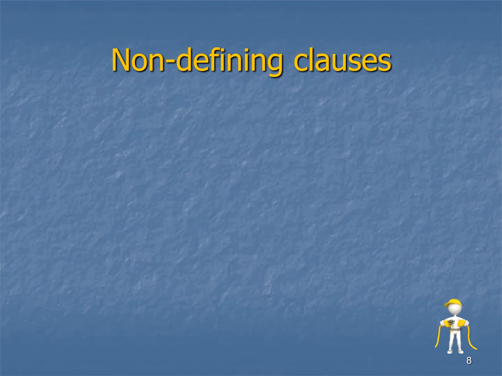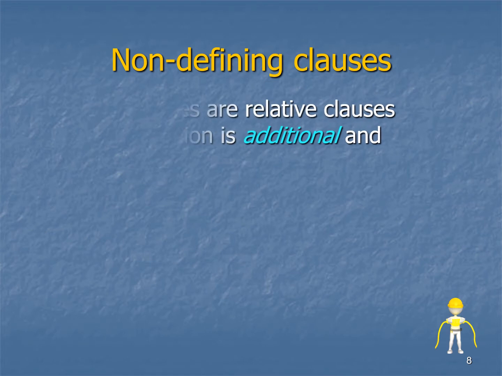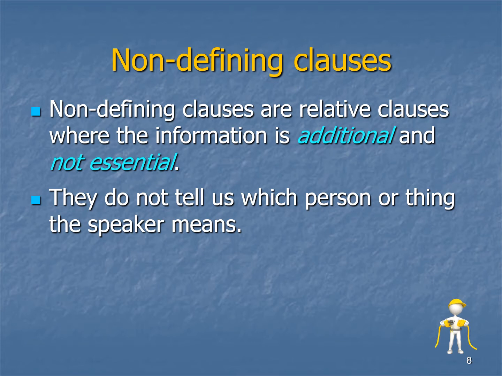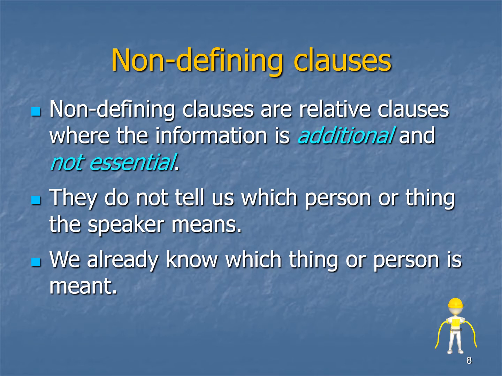We can move to the next one, non-defining clauses. The definition of non-defining clauses: relative clauses where the information is additional and not essential. Sometimes it's not really important for the sentence. Without it, you can still recognize which person or thing the speaker means. They do not tell us which person or thing the speaker meant. It's additional information. We already know which thing or person is meant.